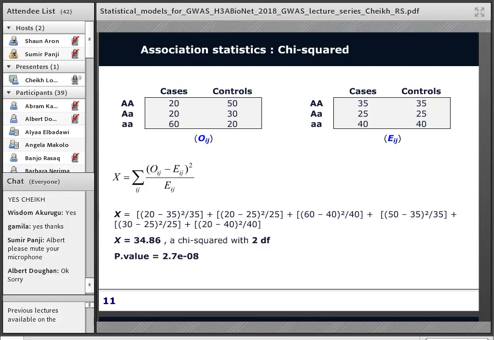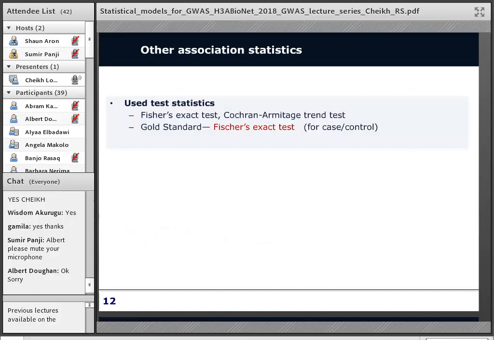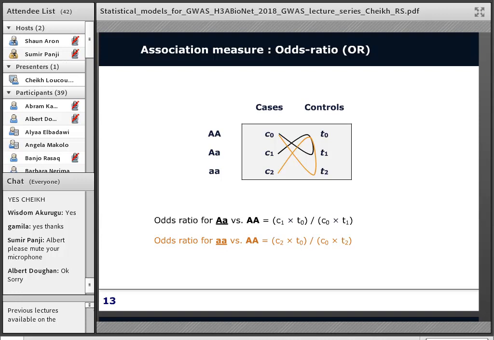Like here, all the counts in the table on the right, the expected counts, should be greater than 5. If you have all of them greater than 5, you can say that the test statistic is distributed as a chi-square. But if you have at least one of them less than 5, your hypothesis is not true. And if you use the Fisher exact test, it's a non-parametric test, so it's more secure to use that.